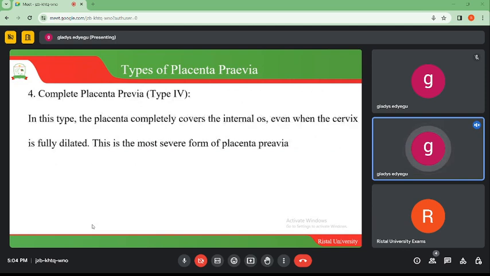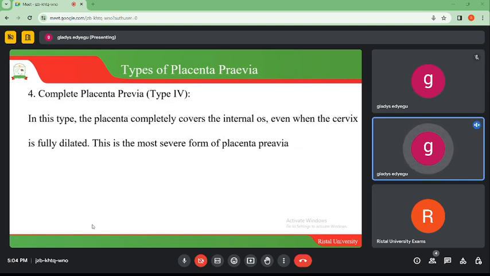But when you go to the complete placenta previa, type 4, in this type the placenta completely covers the internal os, even when the cervix is fully dilated. So this is the most severe form of placenta previa, whereby the mother can never be put at risk with any attempt to deliver vaginally because she will bleed.